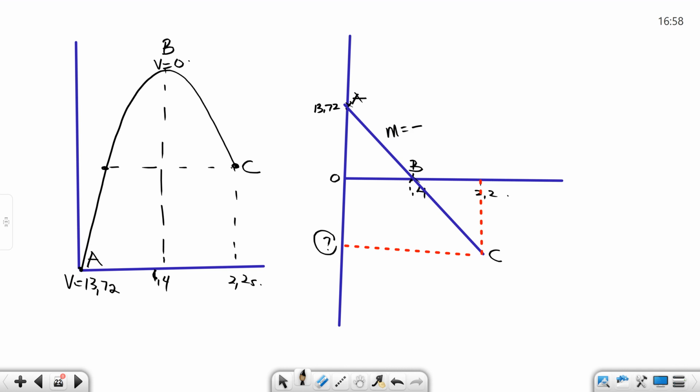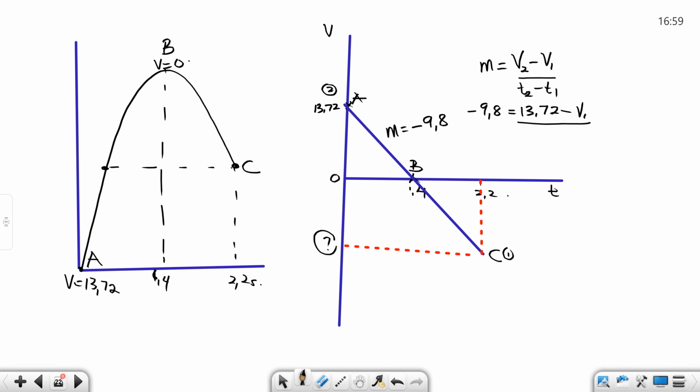What's the gradient here? Negative what? 9,8. So gradient is equal to, this is our V, right? And this is our time. Y2 minus Y1, which you can say V2 minus V1 over what? T2 minus T1. We know this is acceleration due to gravity. So it's negative what? 9,8. Are you working with me? What's our V2? 13,72 minus V1, which we don't know. What's our T2? Remember, this is 0.2. I'm using that as 0.2, and I'm using this as 0.1.